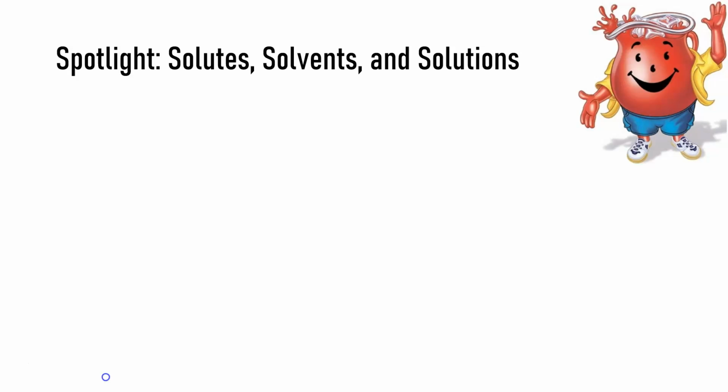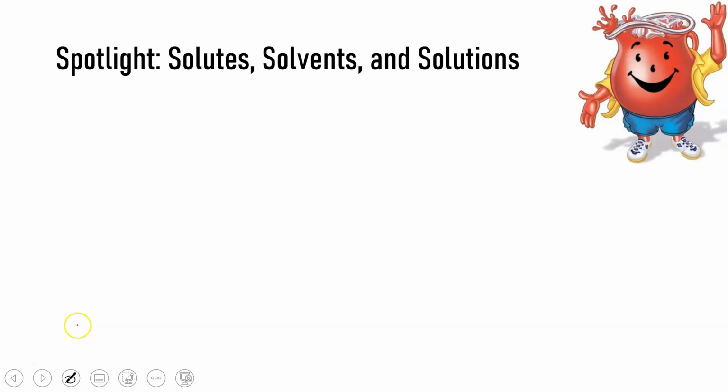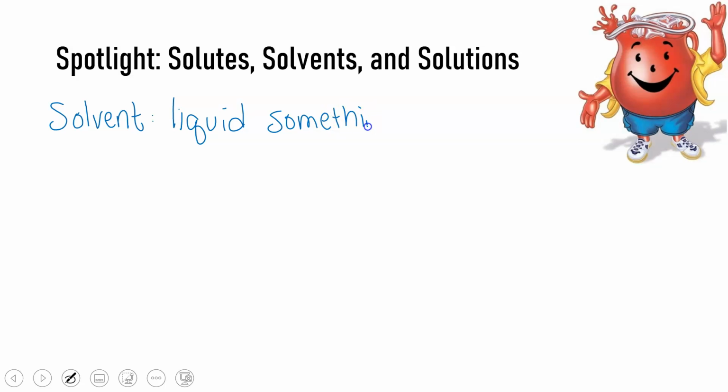Okay? So these are terms you may or may not have heard before, but let's define them using Kool-Aid as an example. What are these three things? A solvent is a liquid that another substance is dissolved in. If you're making Kool-Aid, the water you put in the pitcher, that is the solvent. It's the liquid that everything else is dissolved in.